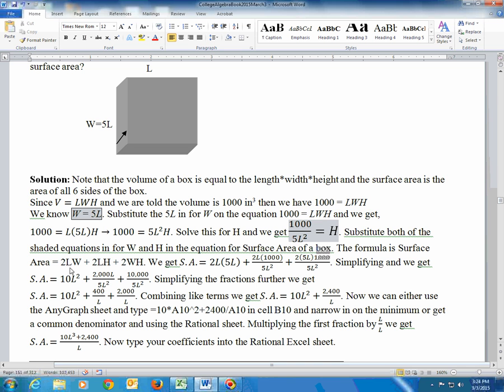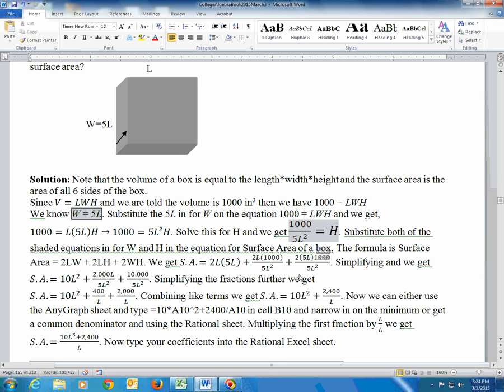So length width, there's 2 of those. There's 2 length heights and 2 width heights. Every way that you can get 2 letters from the 3 letters, length, width, height, and put a 2 with it. That's the surface area. So the surface area, substituting stuff in, is equal to 2L times what's W? 5L. Plus 2 times L times H. What's H? Right here, 1,000 over 5L squared. Plus 2 times W, which is 5L, times h, which is 1,000 over 5L squared.